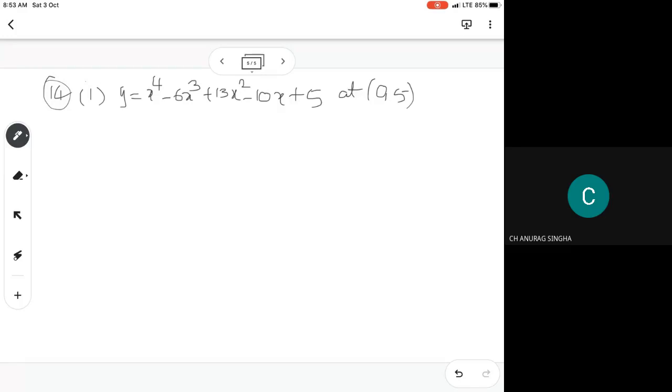Actually, in the previous problem, you know the curve is well known to you. If you draw the curve of this function, you can also find where the point (0, 5) lies. That is what the question asks you to find. So what you have to do normally is find dy by dx.